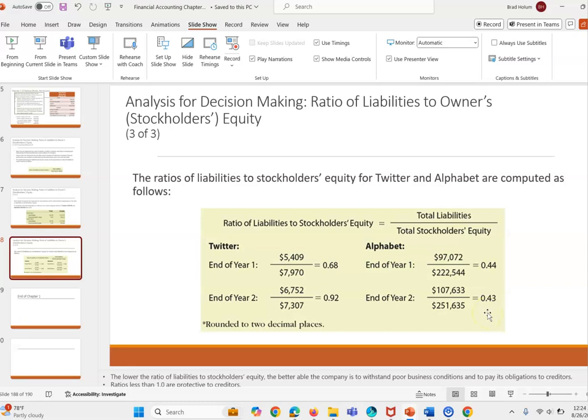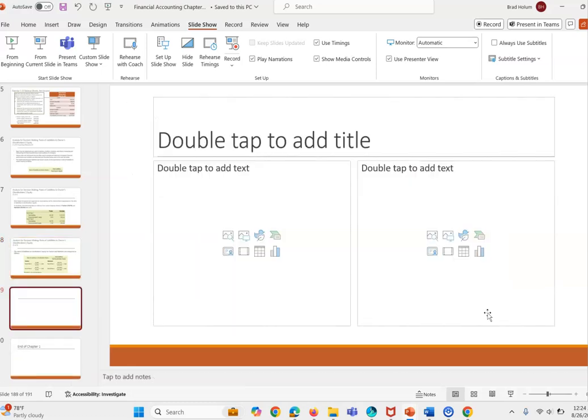So much of this is dependent on what type of company it is and how the other companies within that same sector relate. So guys, I think we have covered everything in this chapter.